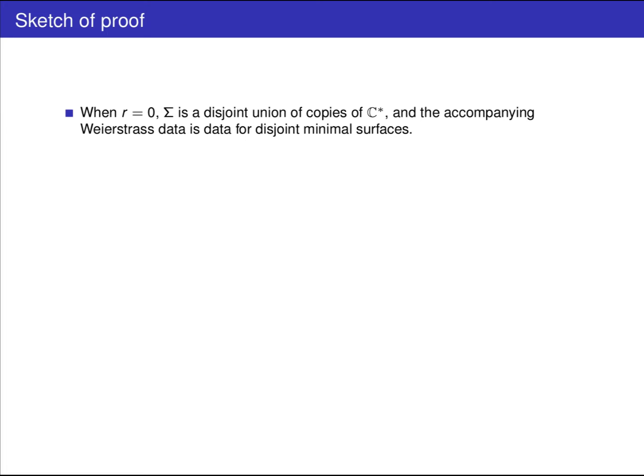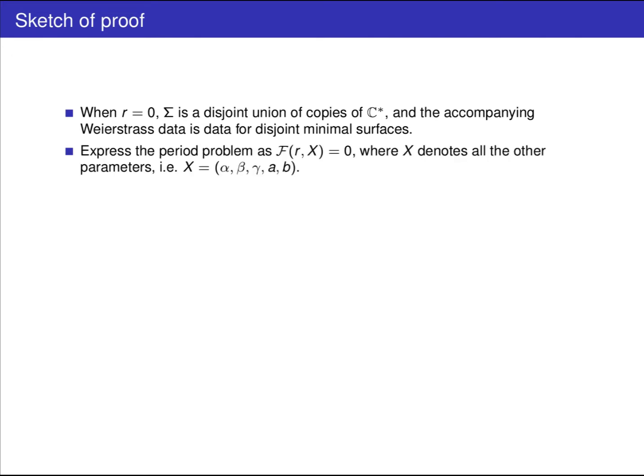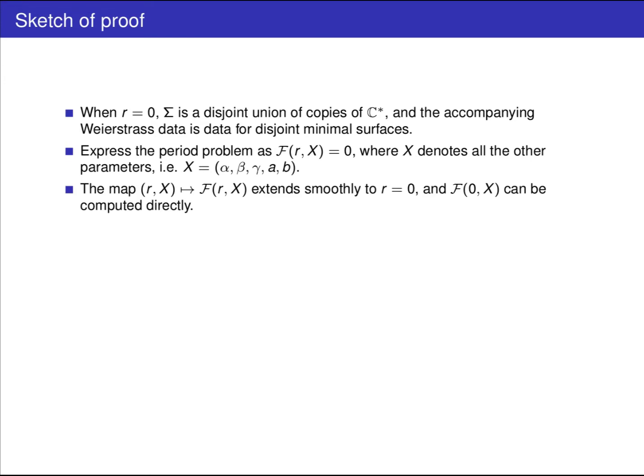So when r is 0, sigma is a disjoint union of copies of C star, and the accompanying Weierstrass data is data for disjoint minimal surfaces. So let's express the period problem as f(r, x) equal to 0, where x denotes all the other parameters. So the x will be that alpha, beta, gamma, a, b.